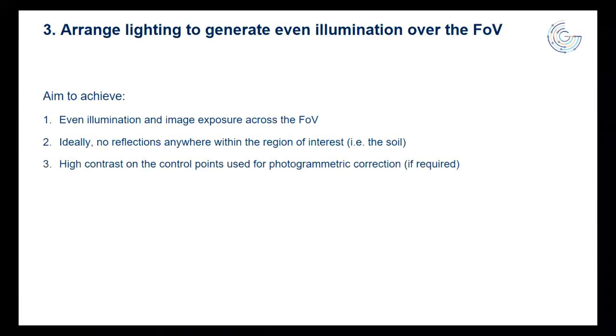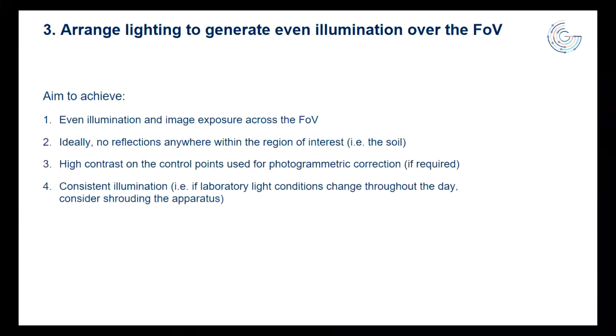If you've got control points, you want them to be really high contrast, and you want them to give you a non-biased centroid calculation when you're trying to find the center of the control point. And I'll show you some examples of good and bad control points in a minute. You want consistent illumination, so you don't want the lighting conditions to change temporally throughout the day. So I always advocate shrouding it in a nice black shroud. Rely only on the lighting that you're controlling and not the ambient lighting around the problem.